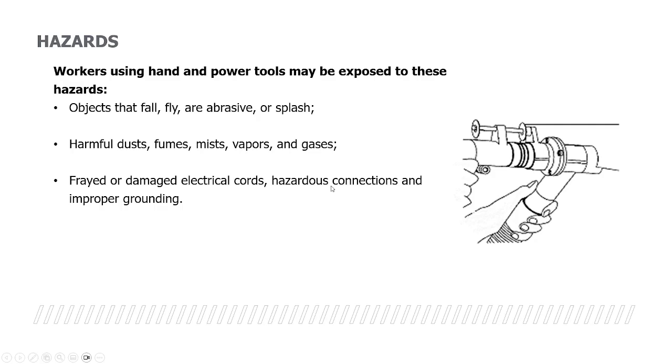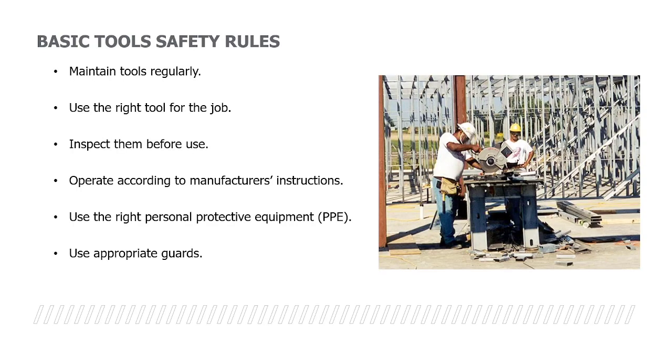Some of the hazards workers using hand and power tools may be exposed to are the following: objects that fall, fly, or are abrasive, splashes, harmful dust, fumes, mist, vapors, and gases. You can kind of expect that. Frayed or damaged electrical cords, hazardous connections, and improper grounding can all be associated with hazards of power tools.